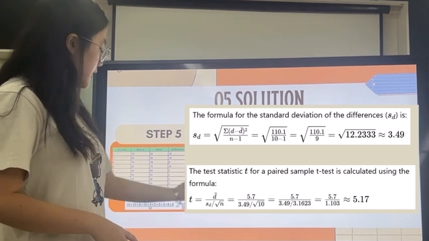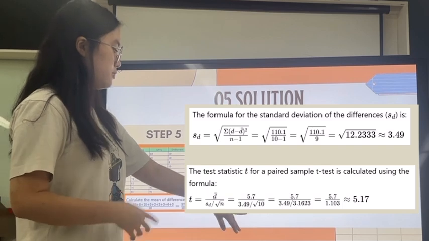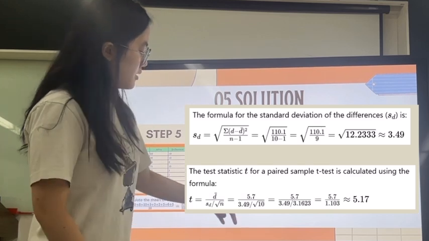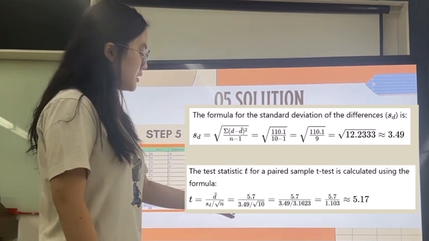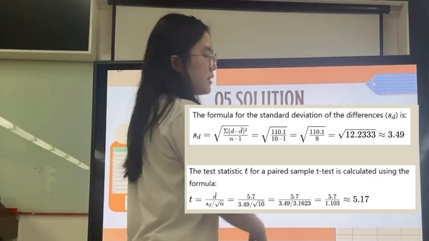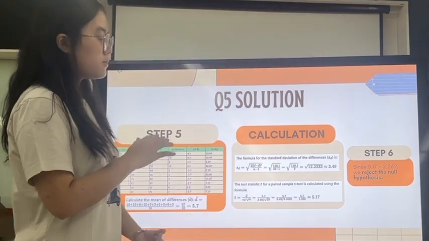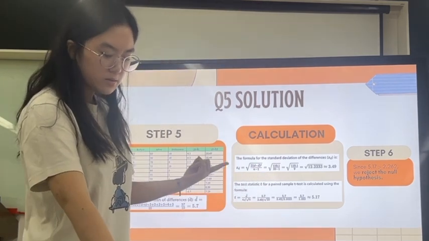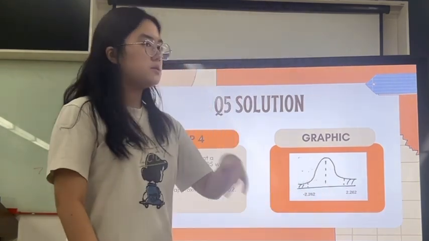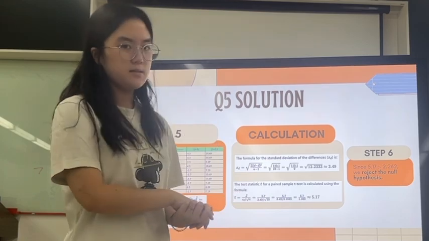Okay, after finding the mean and the standard deviation, we can use the formula to find the t. The formula is the mean divided by the standard deviation divided by root n. After that, we're going to find that the t value is 5.17. So, since it's 5.17, which is greater than 2.262, we're gonna reject the null hypothesis.